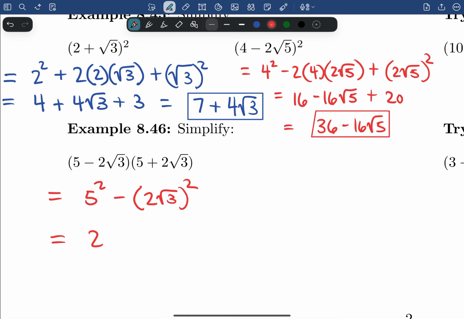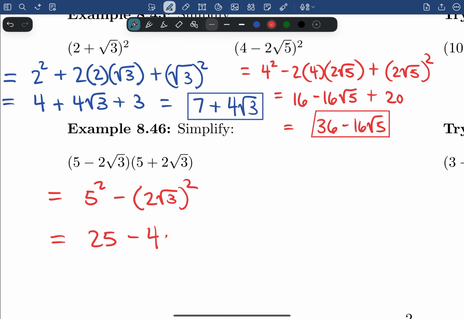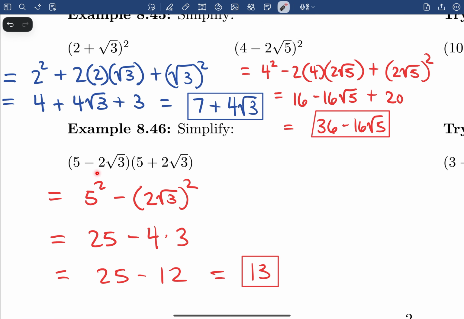And so 5 squared is 25. And then I subtract, well, 2 squared, which is 4, times the square root of 3 squared, which is 3. And then, 4 times 3, I turn it into 12. And 25 minus 12, that's 13. This is my answer. I have simplified this thing. This thing right here that we started with is just 13 in disguise.